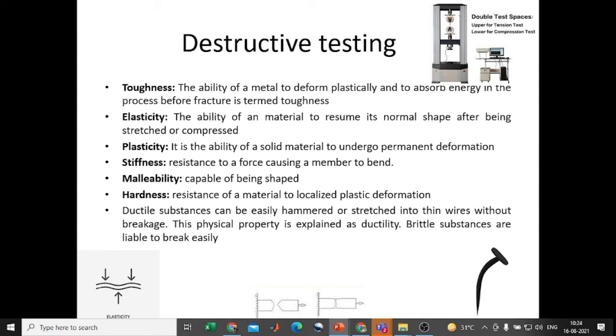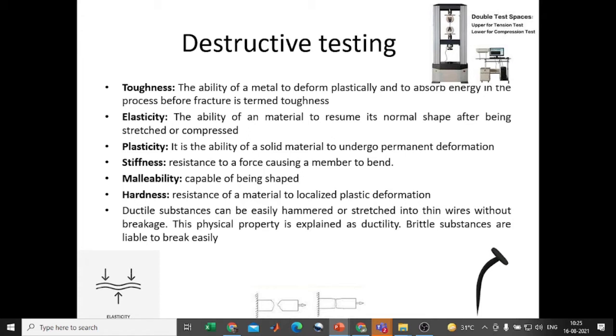After that, hardness. Hardness is one of the important properties in the manufacturing industry, because every material has its own hardness. Based on the hardness, the material can be classified for tool material. So every engineer should be aware of hardness. Hardness is the resistance of a material to localized plastic deformation. After that, the peculiar material properties are ductility and brittleness. So what is ductility? What is brittleness?